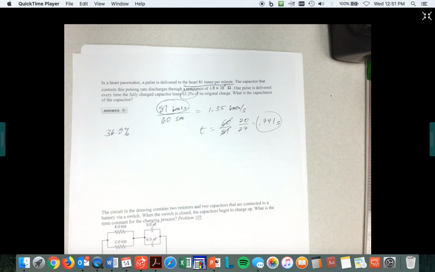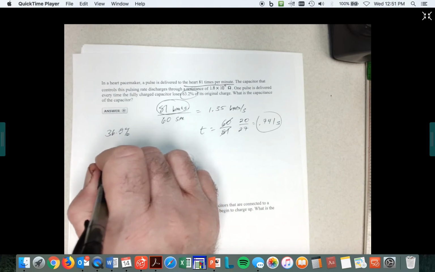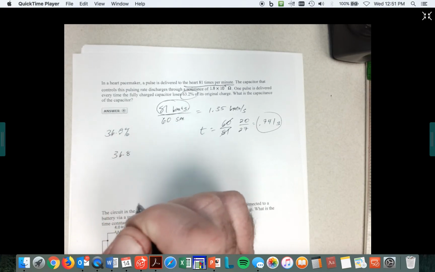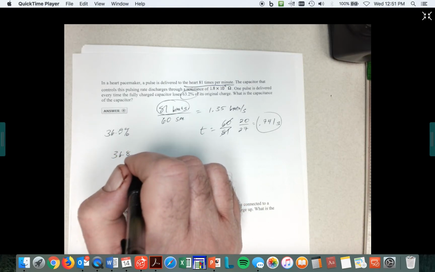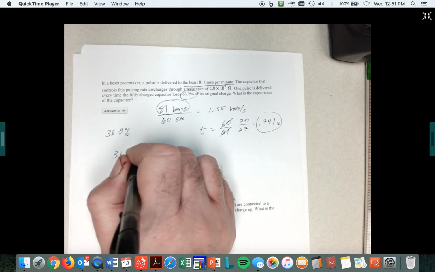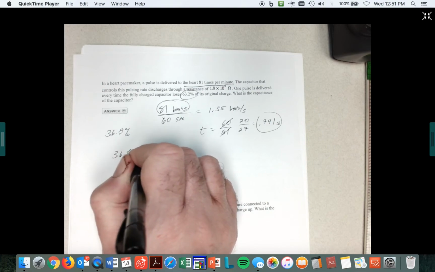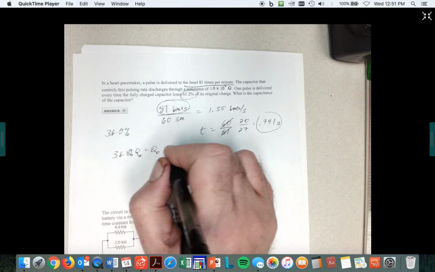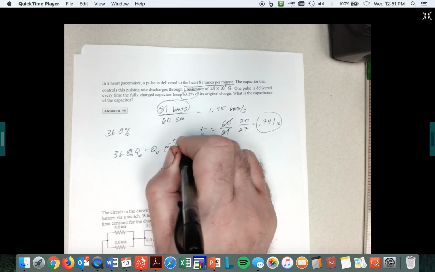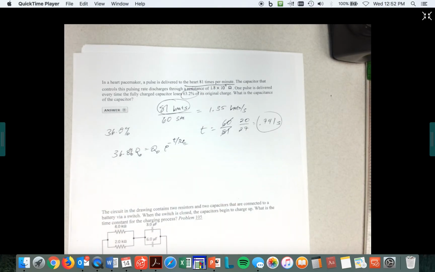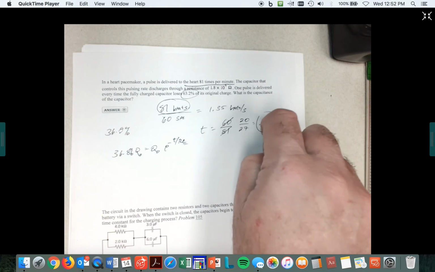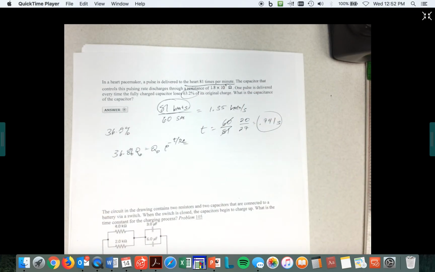You're doing 36.8% of the charge Q. The charge is equal to Q times e to the minus t over RC, where RC is the time constant, and we're trying to find C. All right, I was in the ballpark, but since this is smaller, I think my C is going to be 10 to the negative 6 and negative 7 instead of negative 7, and some of the other numbers are going to change.